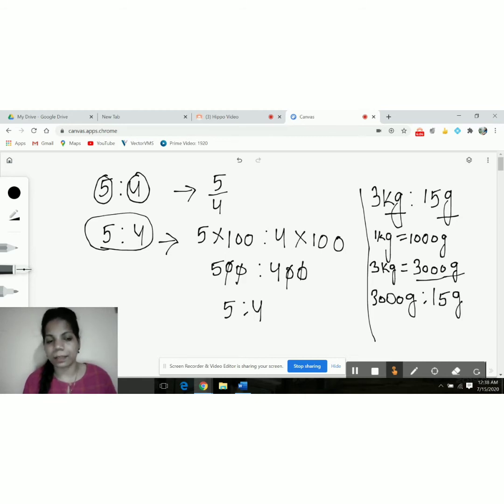Now we can cancel them. 3 fives are 15, 3 ones are 3, 0, 0, 0. 5 ones are 5, 5 twos are 10, 0, 0. The ratio is 200 is to 1. Got it? In this way, we have to convert the units and compare.